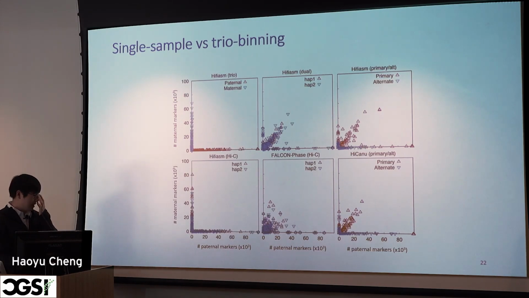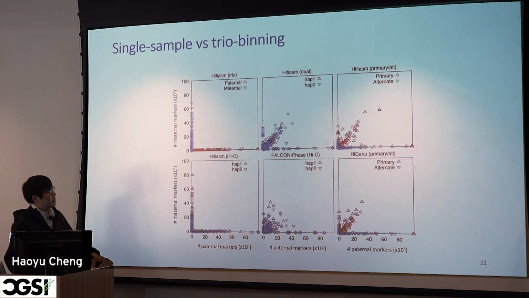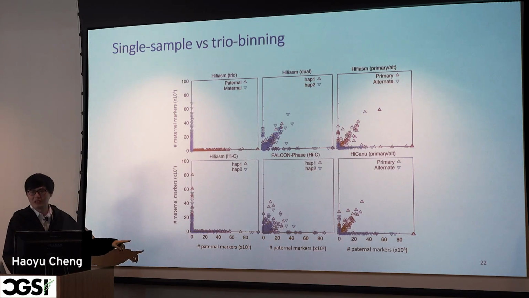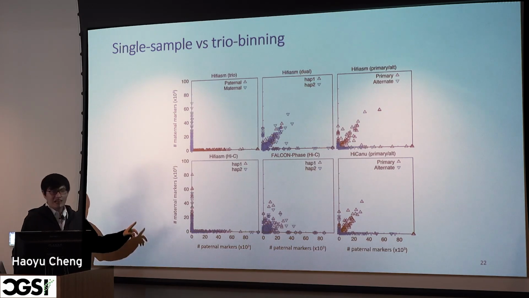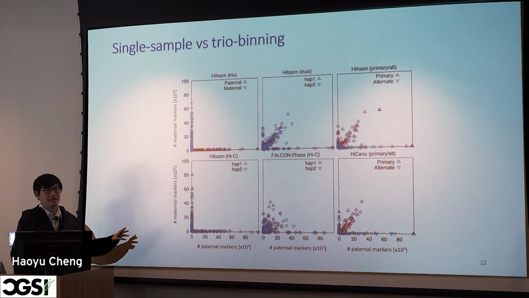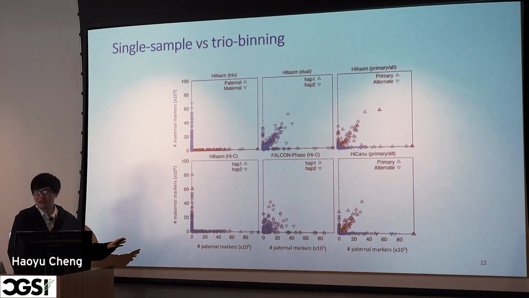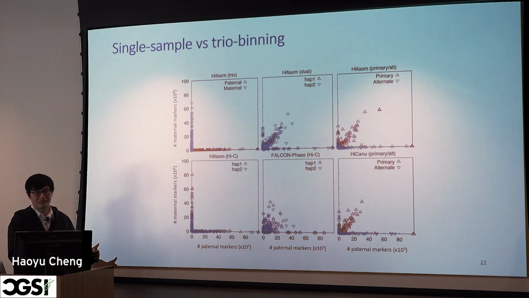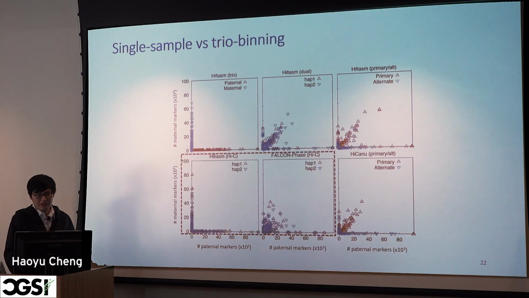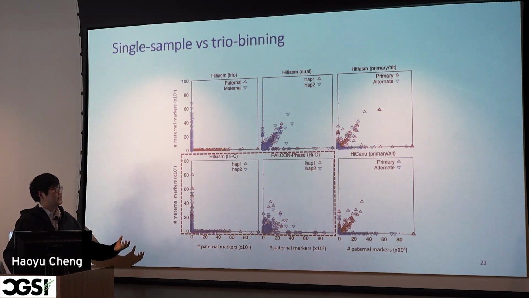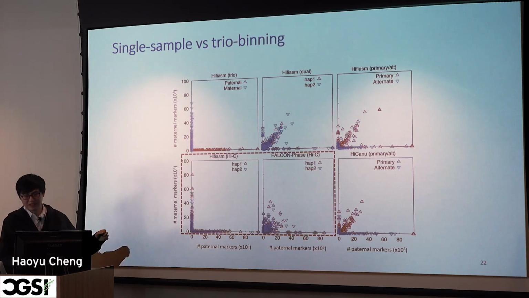For this plot, each dot represents one contig. The y-axis represents how many maternal markers are within each contig. The markers here are mostly k-mers, and the x-axis represents how many paternal markers are within each contig. If we first look at hifiasm Hi-C, which is our tool, and the FALCON-Phase Hi-C.